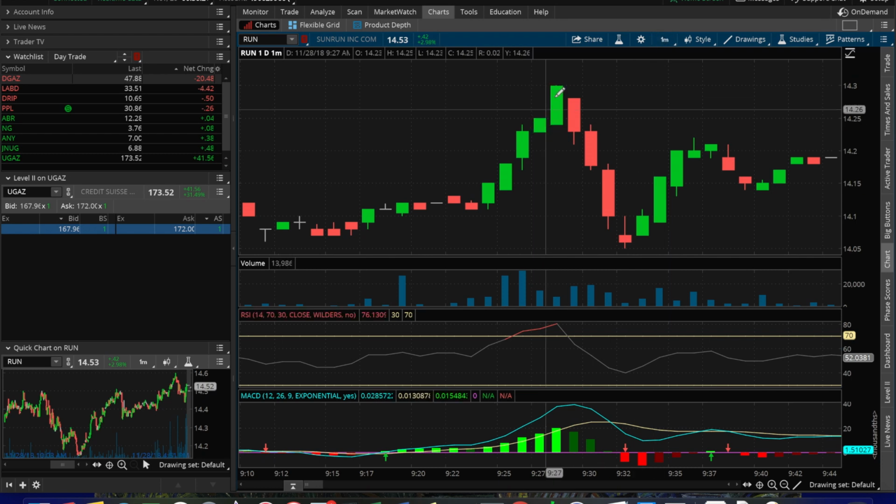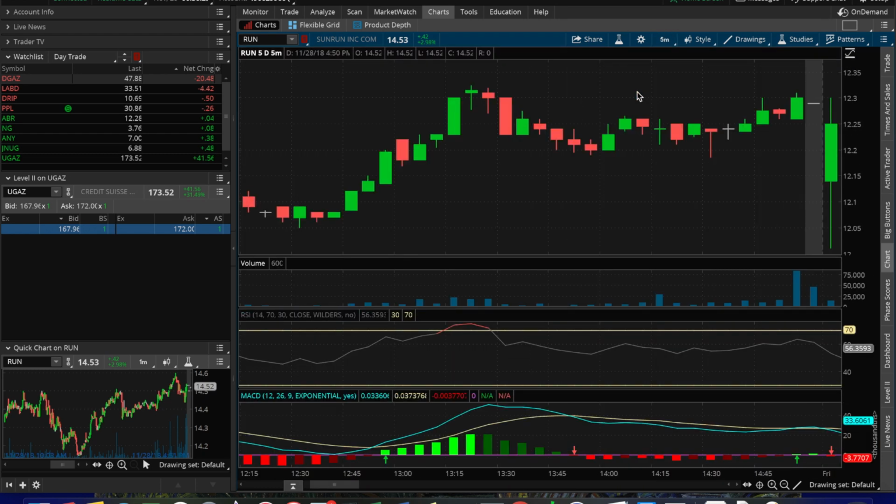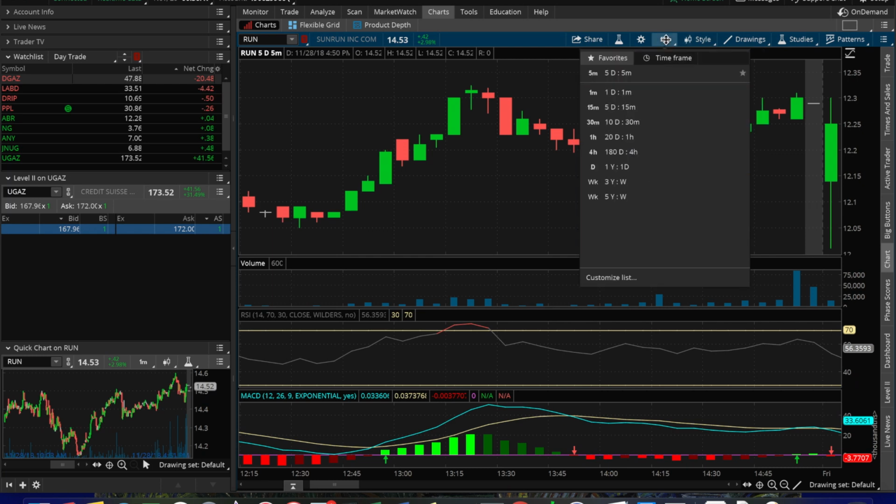And it doesn't have to be 1 minute. So if I go to a 5-day, 5-minute chart, that means each candle is 5 minutes of time, where this is the open and this is the close and this is the high of 5 minutes. So candlesticks are actually really useful for longer time periods.